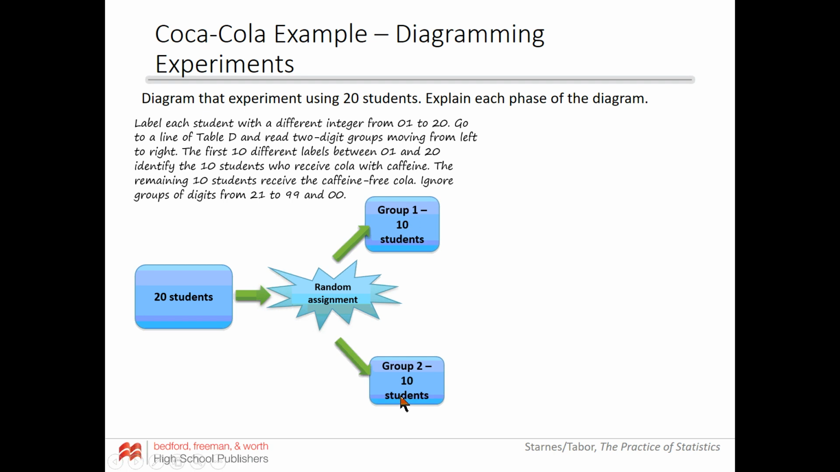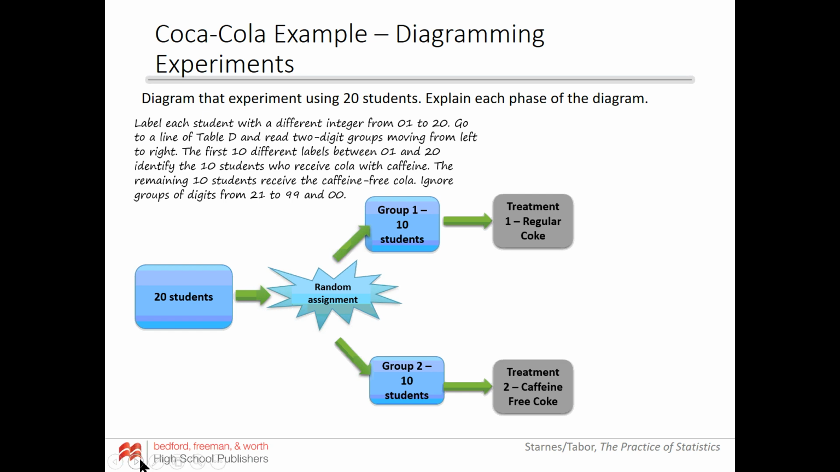Here's these people being split into groups, right? And then the next thing I do is I take the people in the groups and I give them their treatments, regular Coke or caffeine free. And then ultimately, they told us that the response variable was that they wanted to compare the pulse rates. So this is my diagram, and I explained each phase.